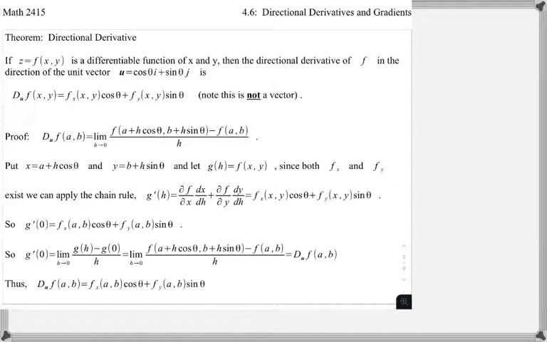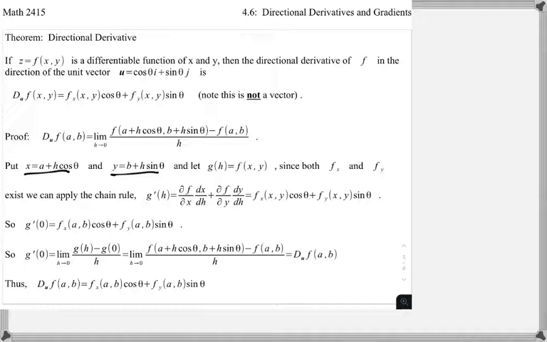So the partial derivative of f with respect to x is just other notation, and then dx/dh and dy/dh are going to be cosine theta and sine theta respectively when we take the derivatives of both the x and the y with respect to h. The a and the b are constants.